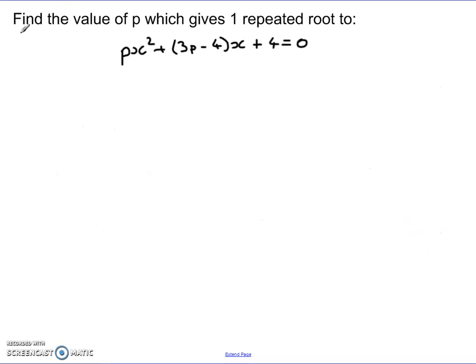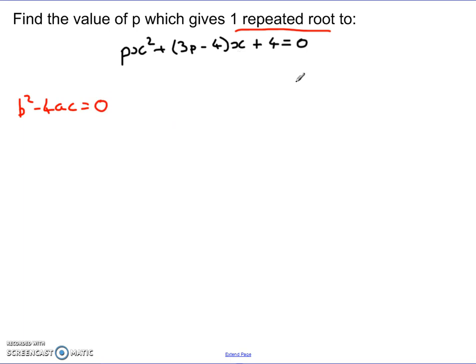So let's imagine I want you to find the value of p, which gives one repeated root when I give you the equation px squared plus 3p minus 4x plus 4 equals 0. Now, as soon as you see something like that which talks about the types of roots, instantly think your b squared minus 4ac. But you have to think of the condition. Now I want a one repeated root, so that means I'm looking for when b squared minus 4ac equals 0.